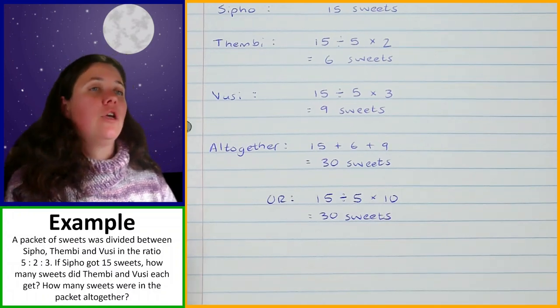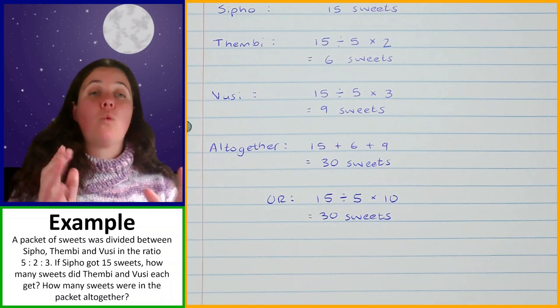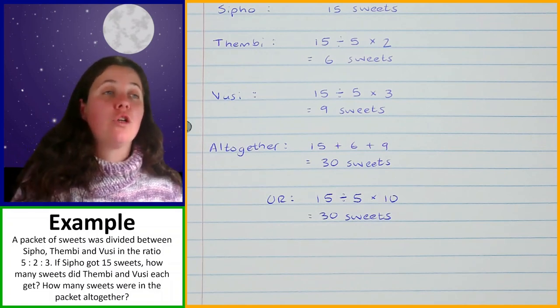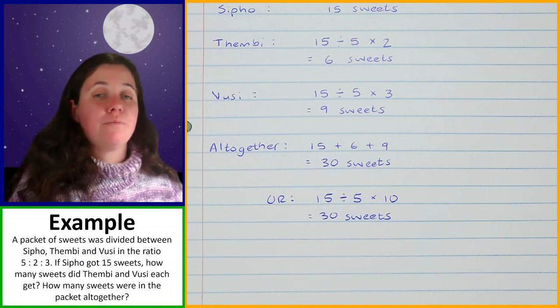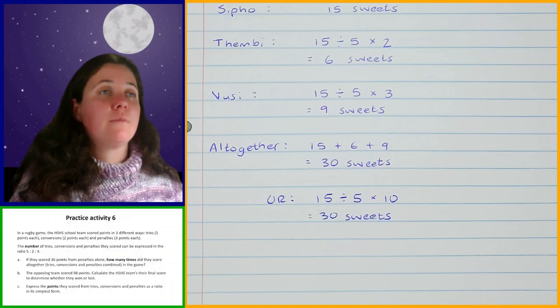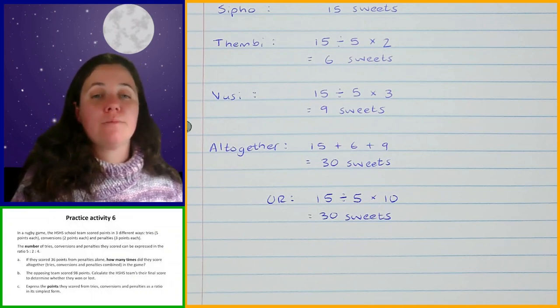Okay, so that is how you can use a ratio where you have been given the amount that one part has, and then you can use it to work out the total, or you can use it to work out the other parts as well. Okay, so now I'm going to give you a couple of examples that you're going to do yourself. Or an example rather, with a few different parts to the question.